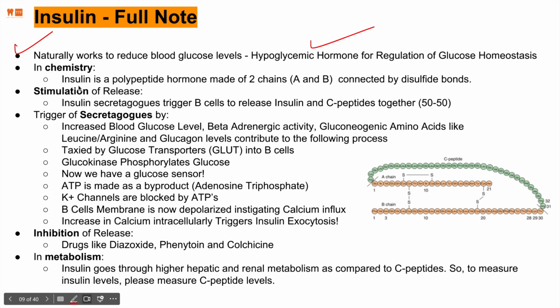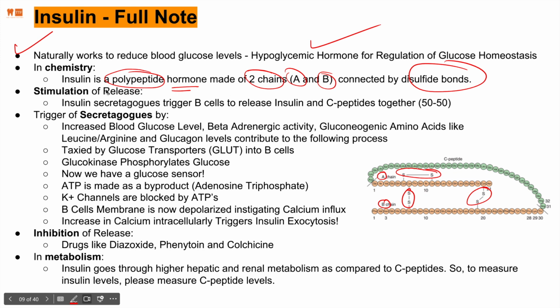In chemistry, however, it is a polypeptide hormone made up of two chains, alpha and beta. As you can see here, we have an A chain and a B chain, okay, connected by disulfide bonds. And that's just the chemistry. Disulfide here, disulfide here, disulfide here, right?